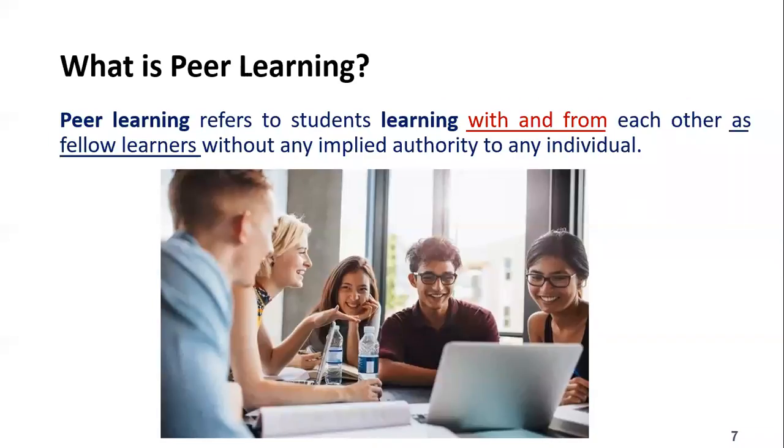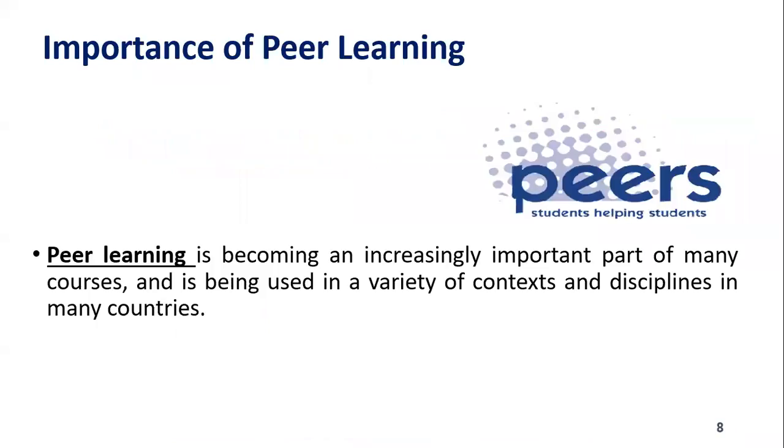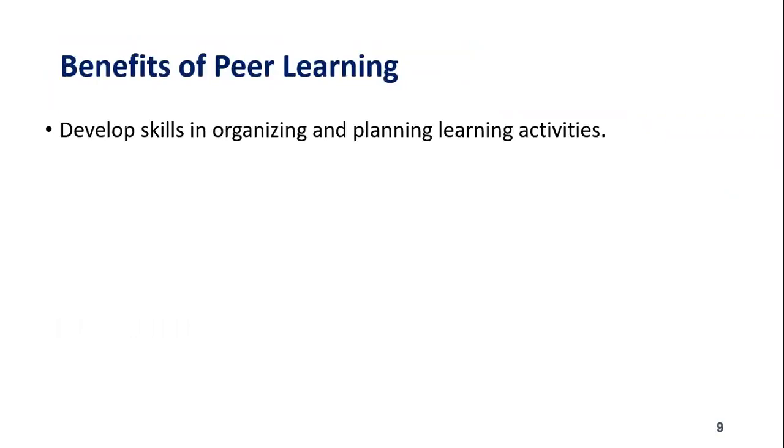Peer learning refers to students learning with and from each other as fellow learners. So like you said earlier, right? Without any implied authority to an individual. So that is the basic definition of peer learning. There are many important aspects of peer learning, which are being used in a variety of contexts and disciplines nowadays. So these are the benefits of peer learning. In other words, you can achieve these benefits out of peer learning.